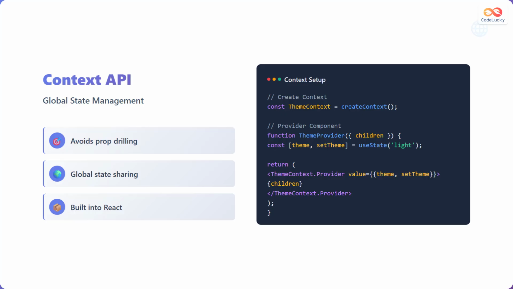To use context, you first create a context using createContext from React. Then wrap your components with a provider component that supplies the shared data. Any child component can access this data using the useContext hook. Context is perfect for global state like user authentication, theme preferences, or language settings. However, be mindful that context changes cause all consuming components to re-render, so use it judiciously for frequently changing data.